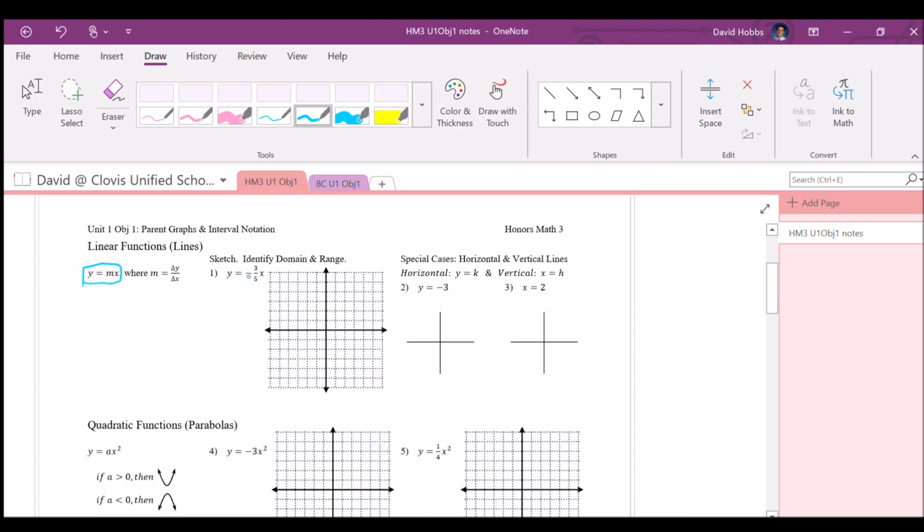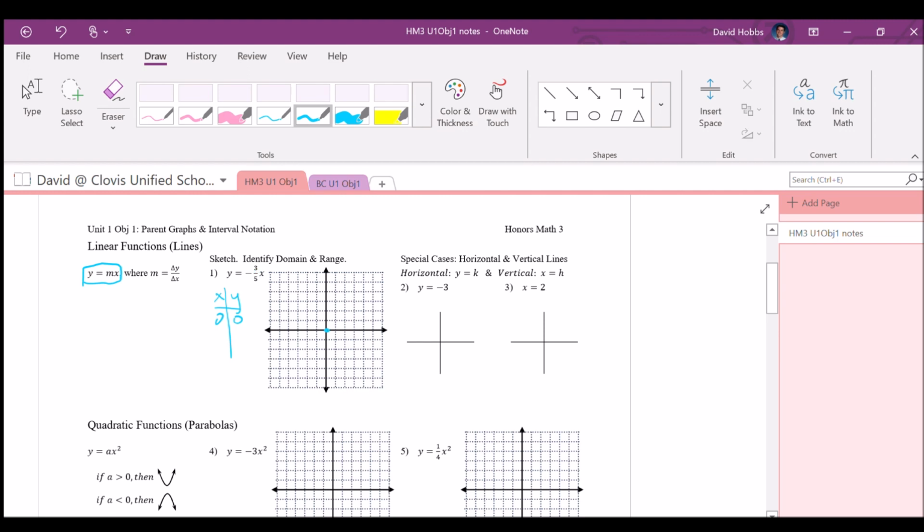Y equals -3/5 x, so the slope is -3/5. So if we're doing x comma y, I don't expect that you have to do this, but if you plug in a 0 for the x, you get y as 0 as well. So y equals mx goes through the origin every time.